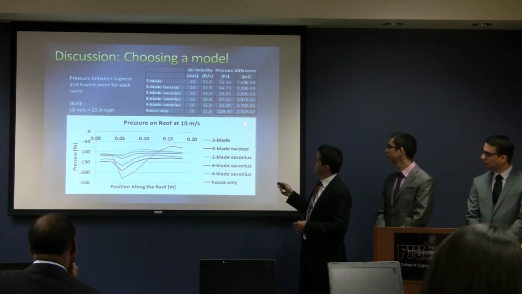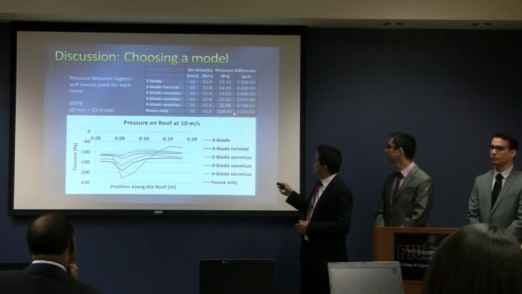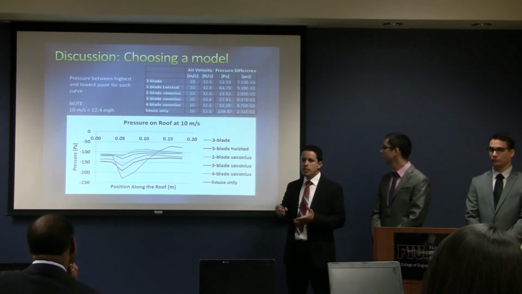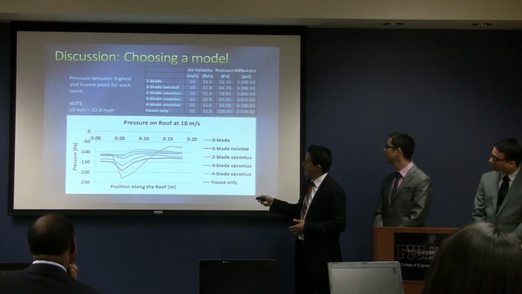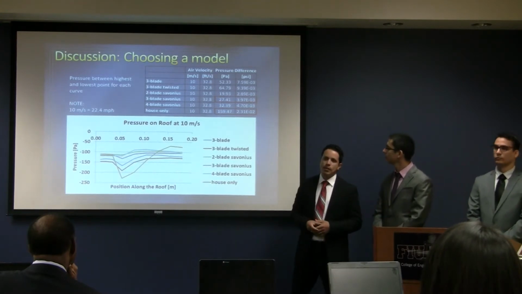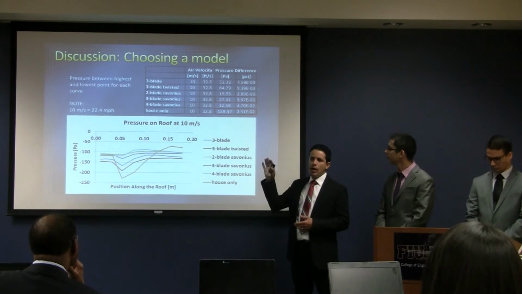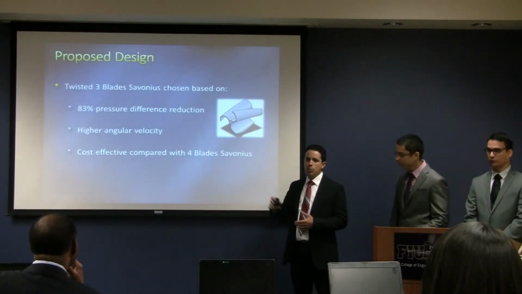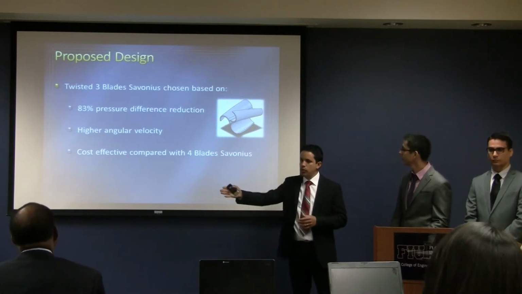And if you look at this chart, we are enclosing these 2 numbers in red. The one at the bottom, 159 Pascal, is the pressure difference for the house alone. And that is the pressure difference between the highest and lowest point on that curve. And this 27 Pascal is the pressure difference for the 3-blade Savonius turbine. Now, why do we point that one out? Because that would be our chosen design. That would be the best design among all those that we analyzed.